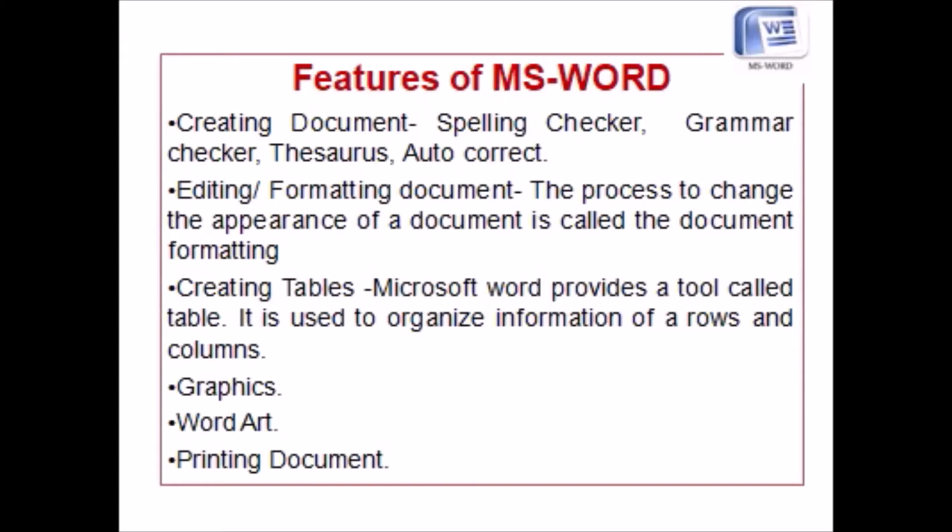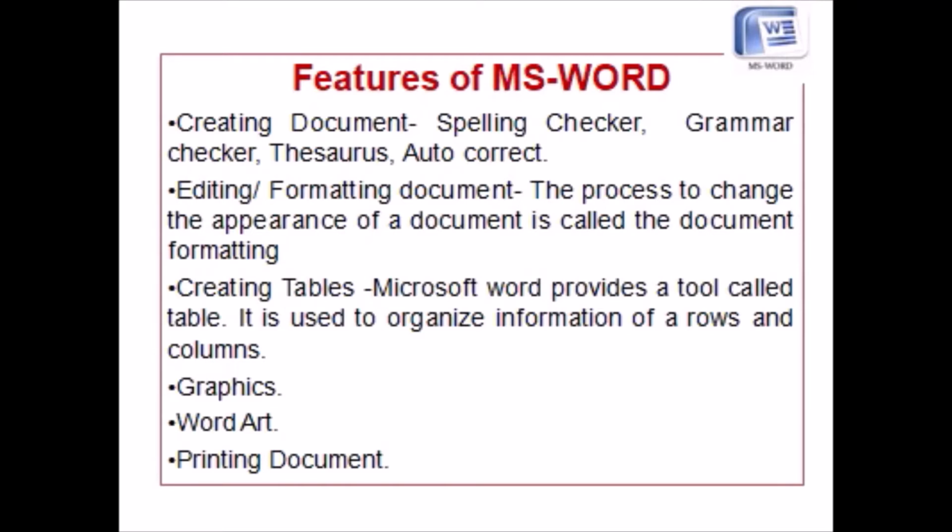Coming to features of MS Word. Creating the document, like spelling checker, grammar checker, thesaurus and autocorrect options will be there. Editing and formatting the document. In this, the process to change the appearance of a document is called document formatting, where the user can format a single character, word, lines, paragraphs or the whole document. The document is formatted to make it more attractive and beautiful. The commands used to format the document are selected from the Home tab.